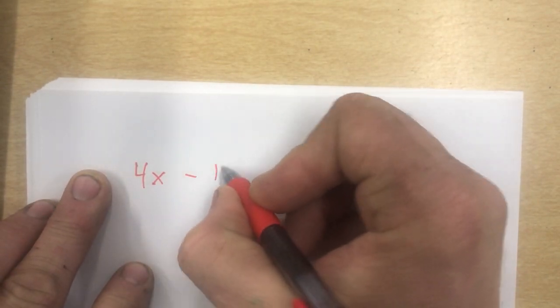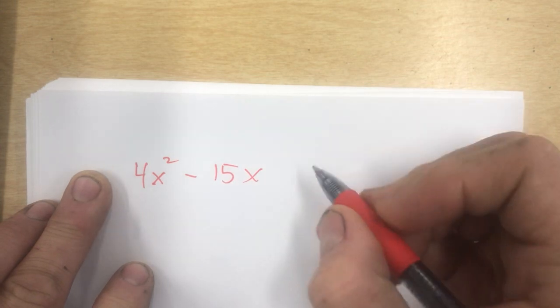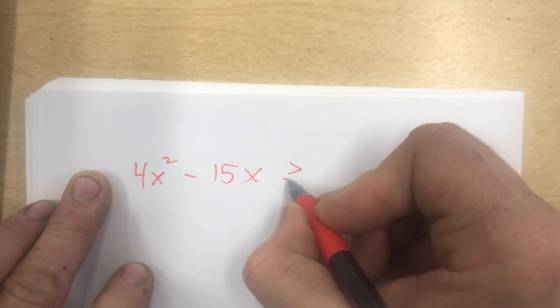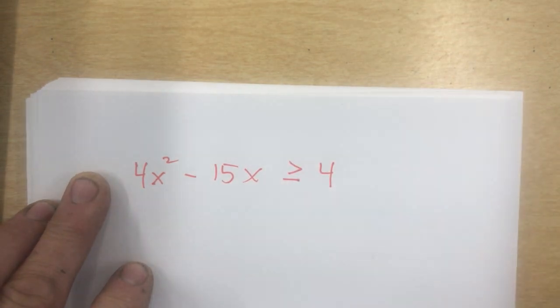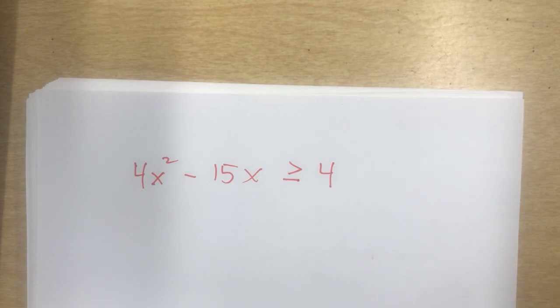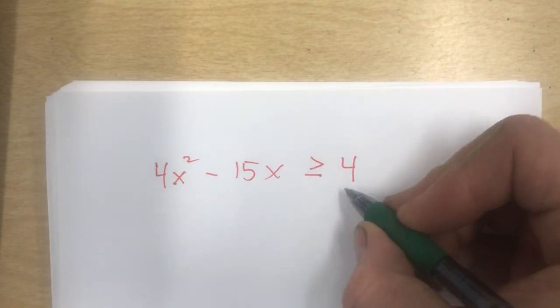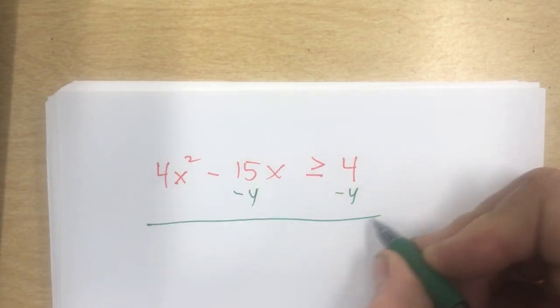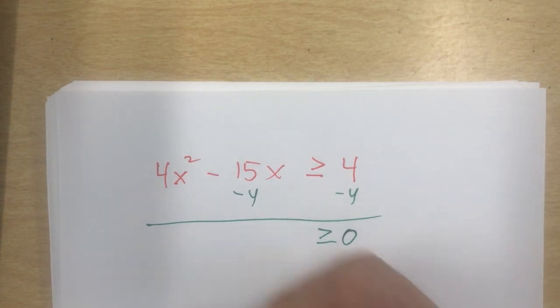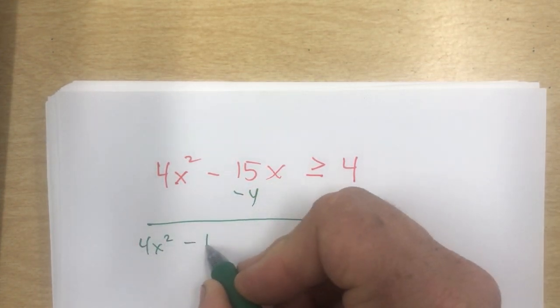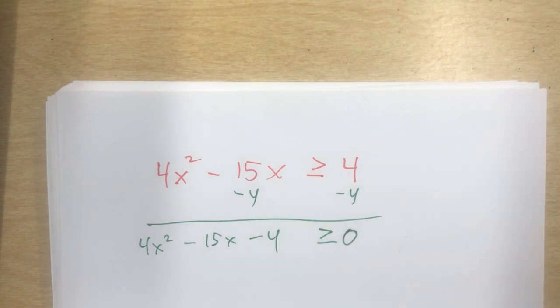4x squared minus 15x, greater than or equal to 4. Okay, so I need to minus 4 on both sides, so it can equal 0. So 4x squared minus 15x minus 4 greater than or equal to 0.